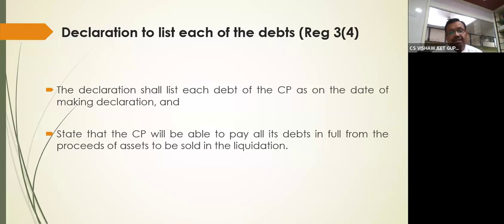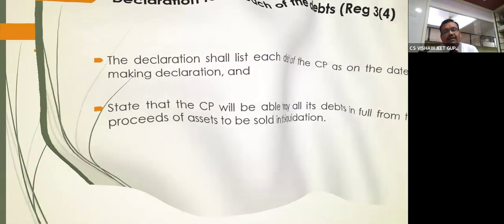So in the declaration, the corporate person has to list each debt as on the date of making the declaration, and it also has to be stated in the declaration that the CP will be able to pay its debts in full from the proceeds of the assets to be sold in liquidation.